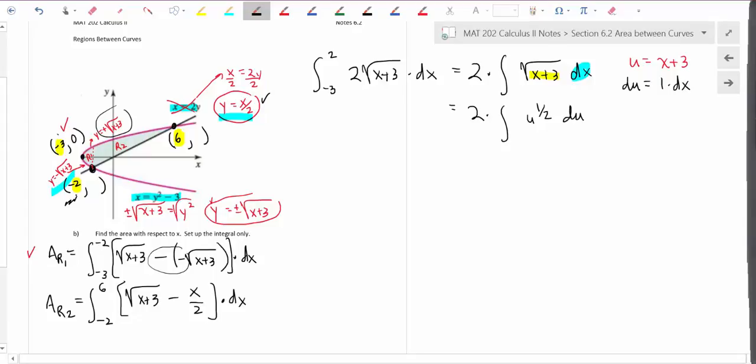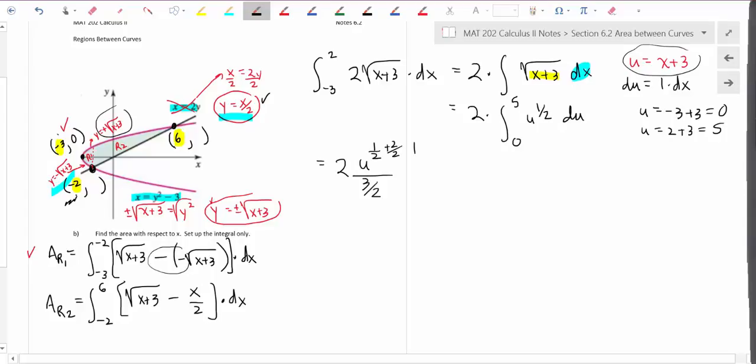We're going to change the limits of integration now. We have u equals x plus 3, so plug in -3. -3 plus 3 is 0, so that changes that. Plug in the 2, so u equals 2 plus 3, so that's 5. So we're going to need to work out that u integral, which is pretty simple. So we have 2 times u to the 1/2. This is the power rule, you want to add 1 to that. The result is 3/2, so you're going to divide by 3/2. Then evaluate from 0 to 5.